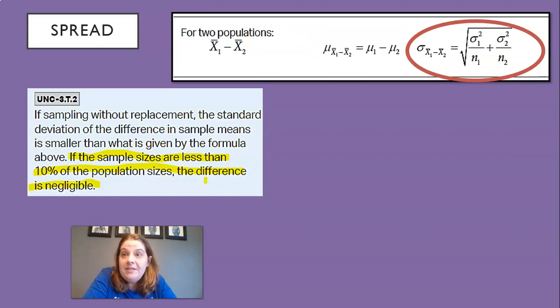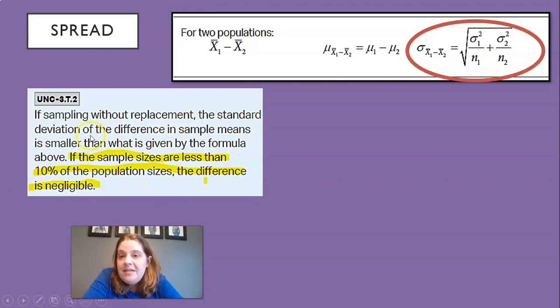Okay, for the spread, we talk about standard deviation, and you'll notice that this formula over here that I've got circled on the formula sheet is a little bit different. It's got that square root. Notice that it's sigma 1 squared over n1 and sigma 2 squared over n2, and that has to do with the fact that we're adding the variances.